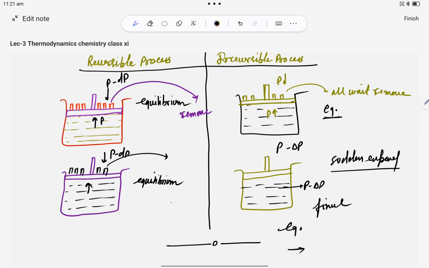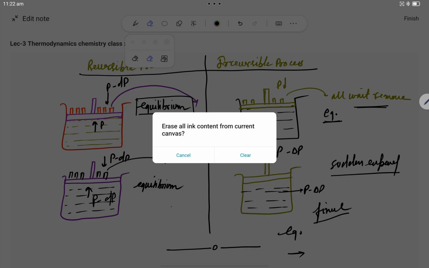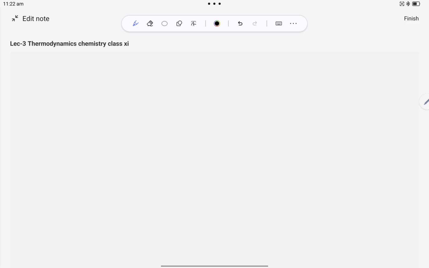Till the last lecture, we have completed reversible and irreversible processes, lecture number 2. At that time I told you, reversible process means equilibrium. When you remove a small weight, there is a small change in pressure, and the pressure inside is reduced a small amount, then again equilibrium. So each and every step is in equilibrium with the previous one. Here, only the final and initial equilibrium is there in the case of an irreversible process. Okay. So now the third lecture of this thermodynamics, and the topic is heat.